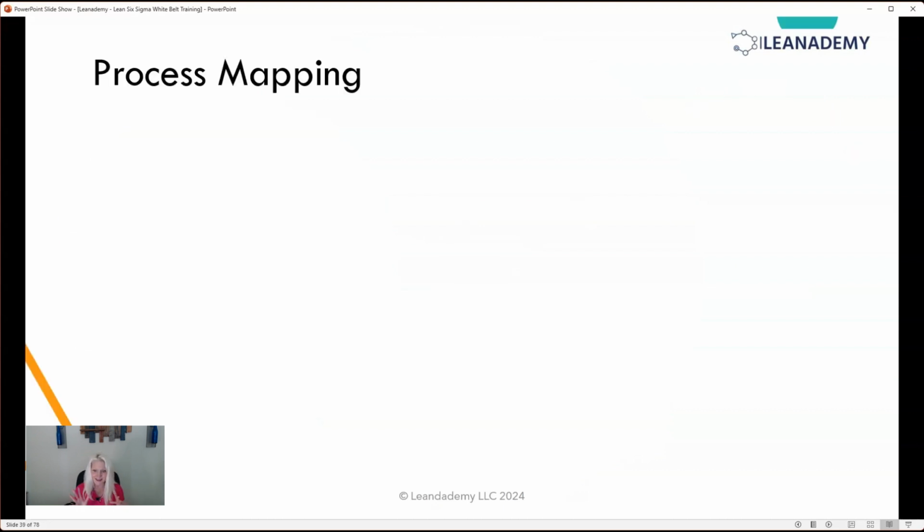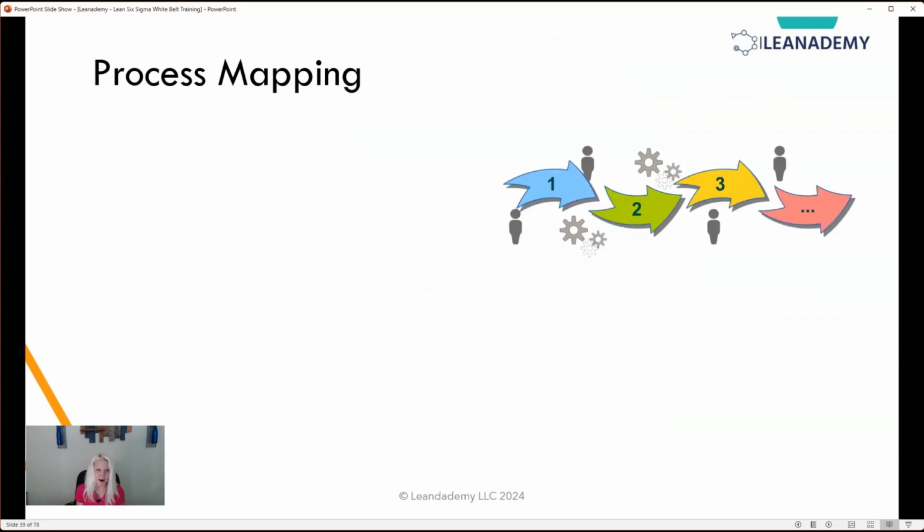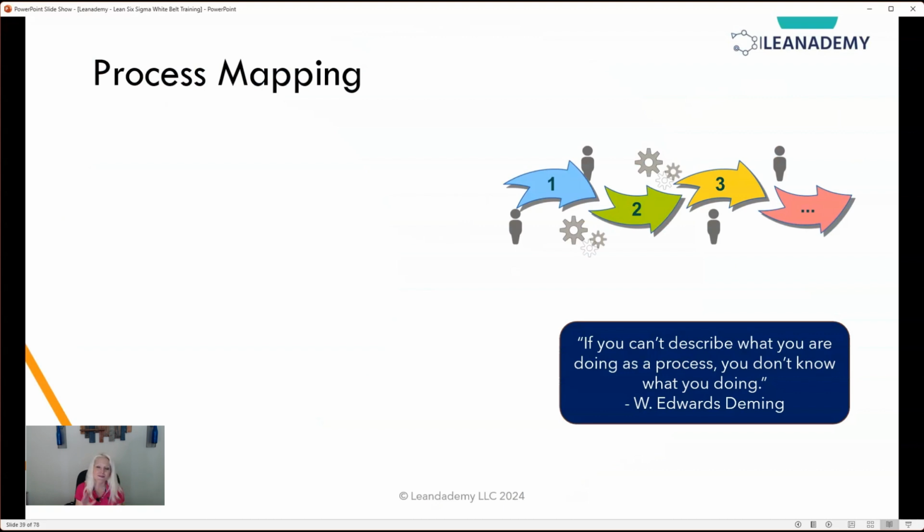If you remember back in the define phase, we used a very high level map, the SIPOC. So we'll start with this quote about process, one of my favorites, from Edward Deming: "If you can't describe what you're doing as a process, you don't know what you're doing." It's the basis for that problem solving approach because it gives us a graphical representation of the process.